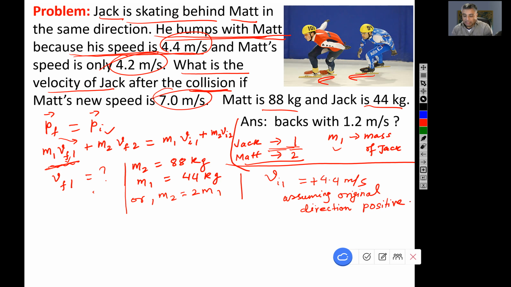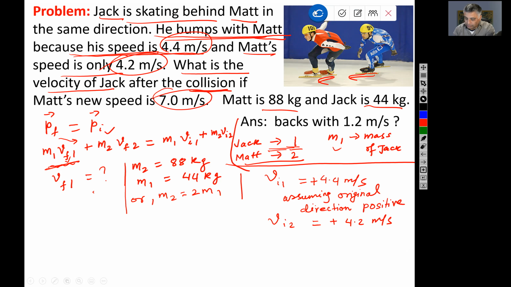Okay. Now we have another velocity. Matt is moving a bit slower, so that's why the bumping, right? So that means it's going to be vI2. And since they are moving in the same direction, what happens? We can say that is positive 4.2 meters per second as well. And we could have said these negative, okay? We could have assumed that negative. The final result would be the same.